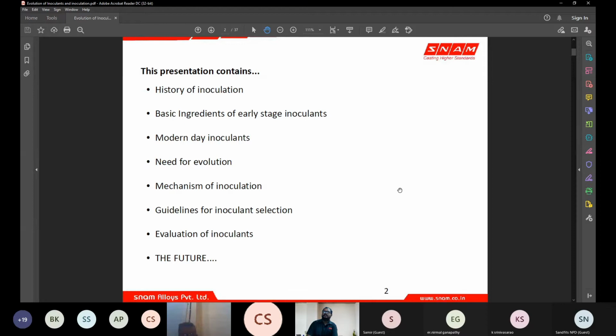evolution, like how the inoculation process and the type of inoculants evolved, the mechanism behind the inoculation and how it works in gray cast iron and ductile iron, guidelines for the inoculant selection, how the inoculants can be selected for different parameters and different requirements, and how inoculants are being evaluated, the different measures and the parameters against which inoculants' performance can be measured, and the future.